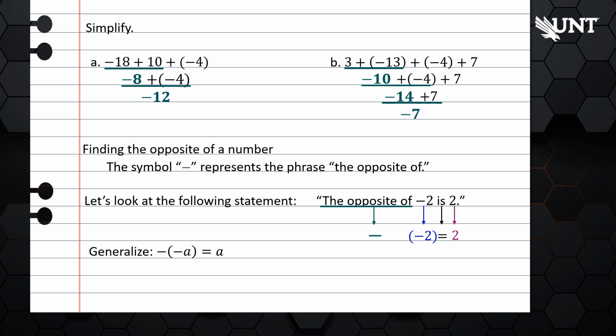So to generalize, negative, parentheses, negative a, close parentheses, equals positive a. Some of you may have heard this as a double negative. It basically means it undoes each other, which is why the result is positive. Let's look at a few examples using this rule.